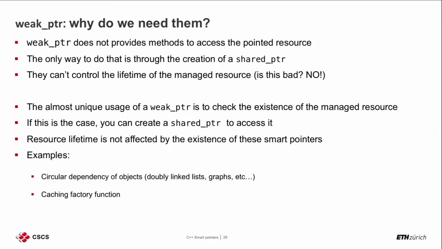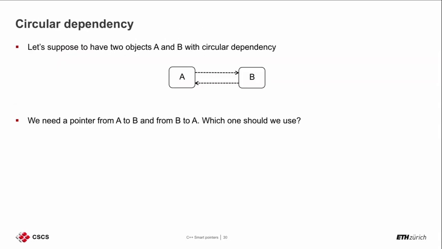I mean, the almost unique usage of the weak pointer is to check if the memory location is alive, the memory location is still there, and in that case, you can access it using a shared pointer. The idea of the weak pointer is having something that tells you if the memory resource is alive without influencing the lifetime of the memory resource itself. If the memory resource is still alive, then you can access it, creating a new shared pointer to that memory resource. And this is quite useful, and I can show you now in a couple of examples.